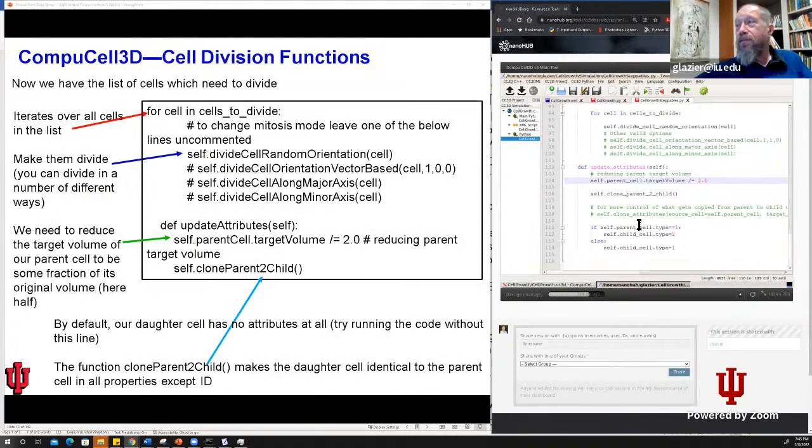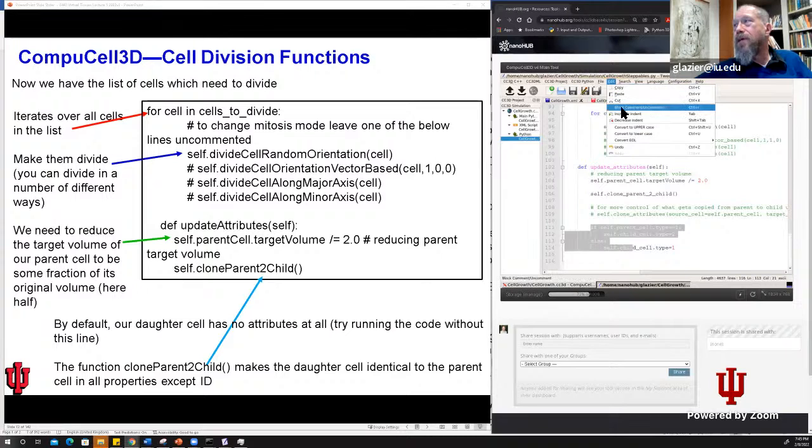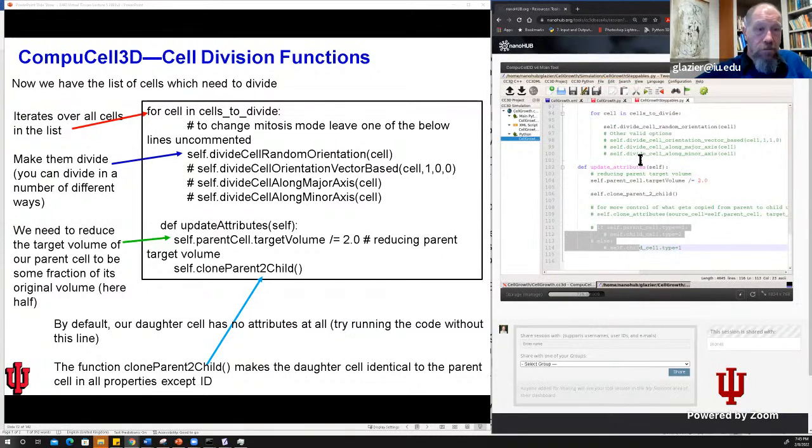The one thing that I have to do is I don't want to change the type of my cell because I don't have another type. So I can either delete this or comment it out. I'll just comment it out. I don't want to change the type. Okay. So why doesn't everybody try that?